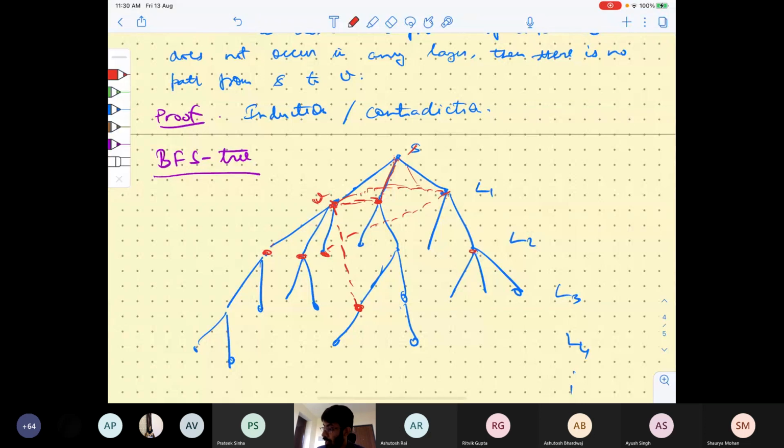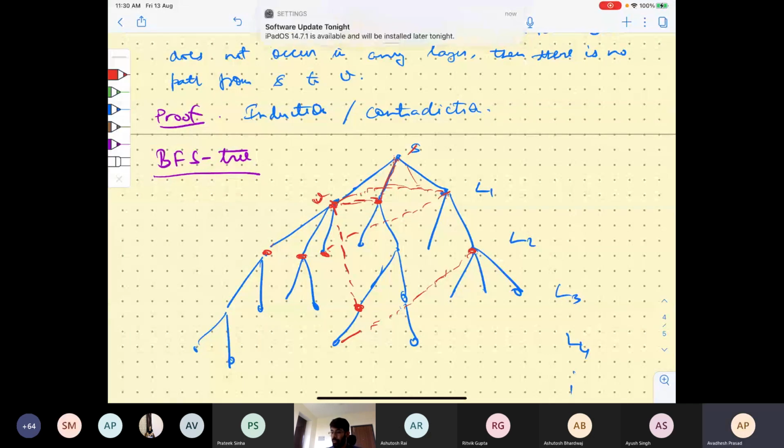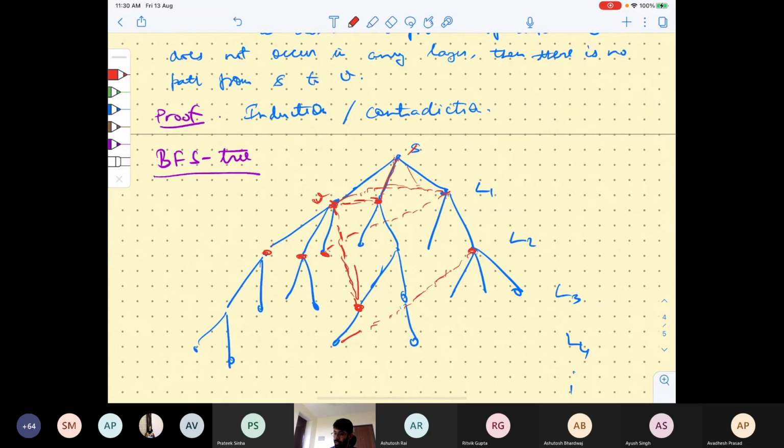Or from, let's say, from here to here? Can this happen? No, sir. Why would this not happen? Sir, then it will come to the L3 layer instead of L4. Exactly. Or in the earlier case, it will come to L2 instead of L3. This one, right? For this one, this vertex will now come to L2 instead of L3, right? Yes, sir. Okay, good. So let's write it as a lemma.